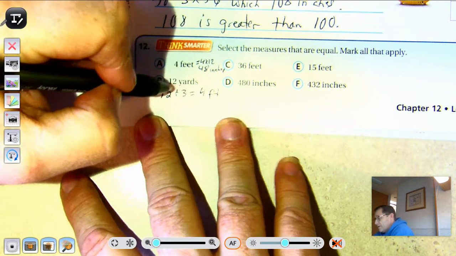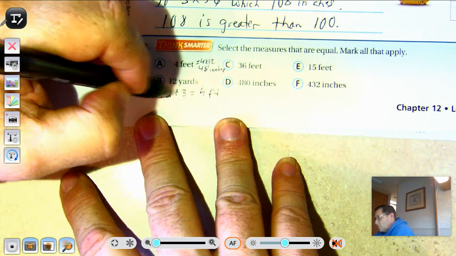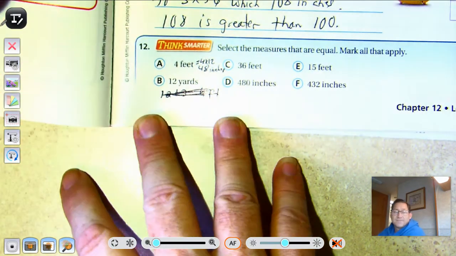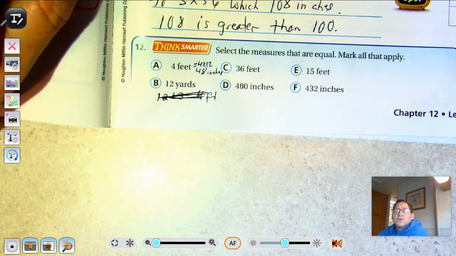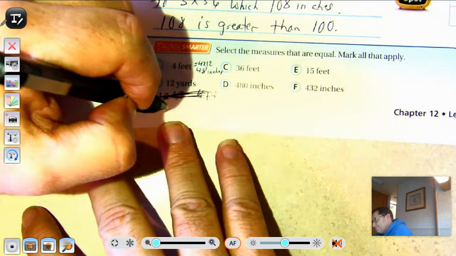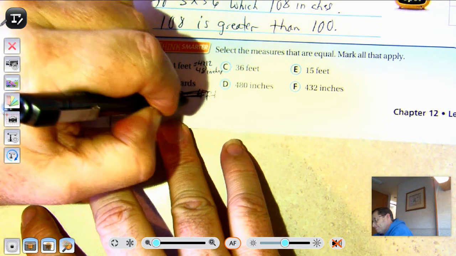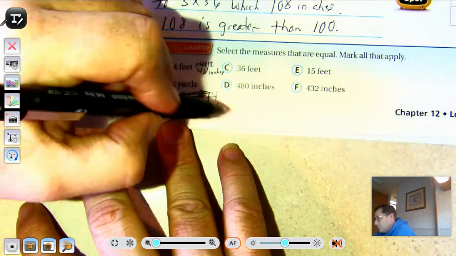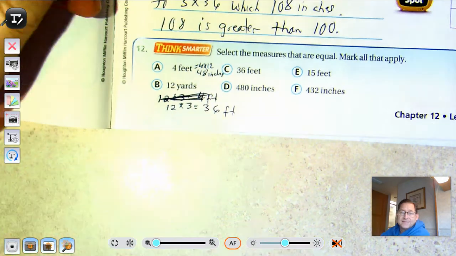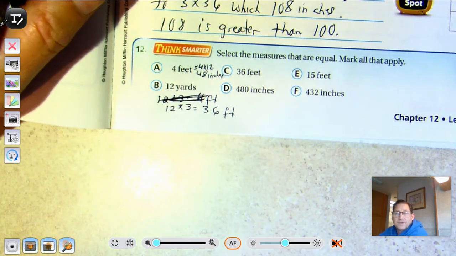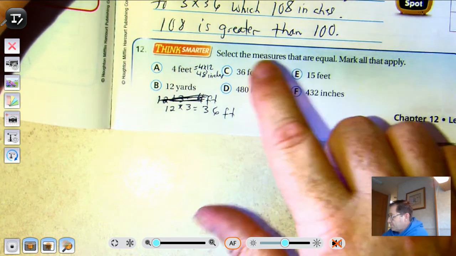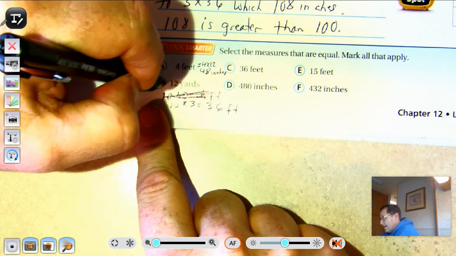I'm sorry. No, that's not correct. Sorry about that. That's not right. 12 times 3. So 36 feet. Okay. Every yard has 3 feet. 36 feet. Okay, so 36 feet and 12 yards do match.